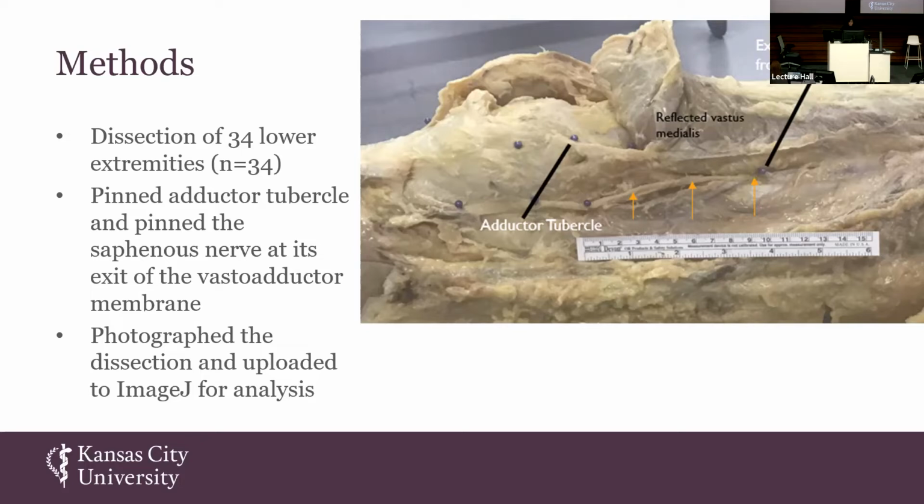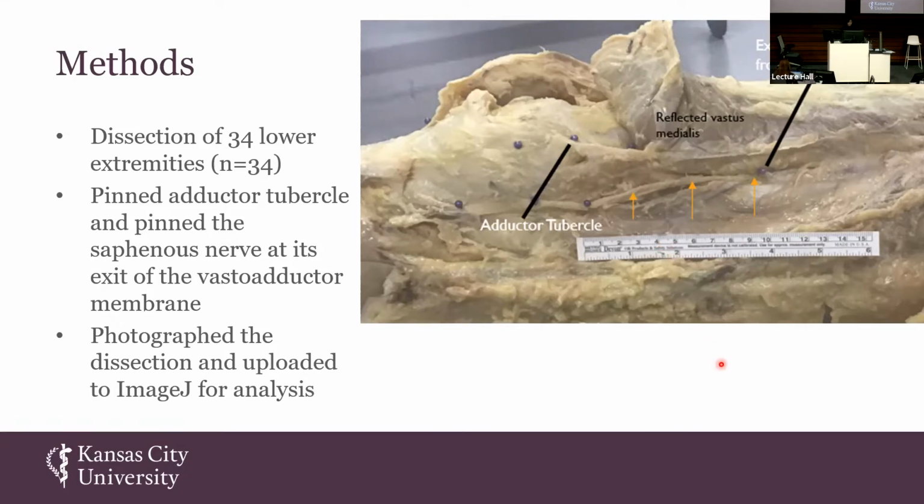A photo was taken of each of these pin dissections, like you see on the right, and we uploaded it to ImageJ, where we recorded the distances between the 2 points in centimeters. You can see the adductor tubercle here, and the saphenous nerve as it exits the vastoadductor membrane. The orange arrows you see are pointing to the saphenous nerve as well, which are able to be seen in this image due to the sartorius muscle being reflected.